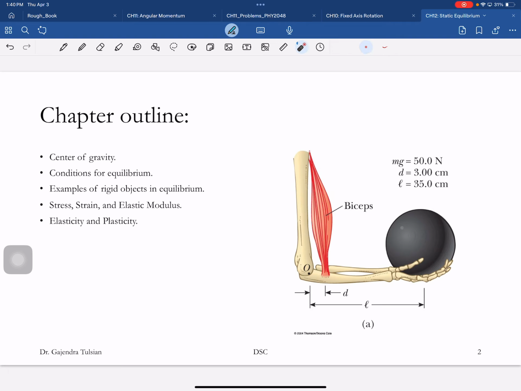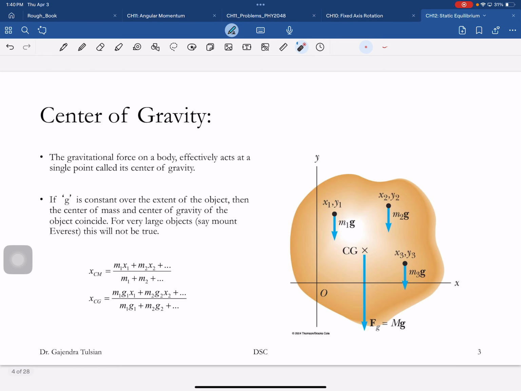All right, so we'll define center of gravity, conditions for equilibrium and so on. Then we'll do stress, strain, and elastic moduli. All right, so here you're preparing to bowl, and right now you want this to be in equilibrium. There's this weight, and there's the force applied by your muscle on this bone and so on. So we'll come to that.